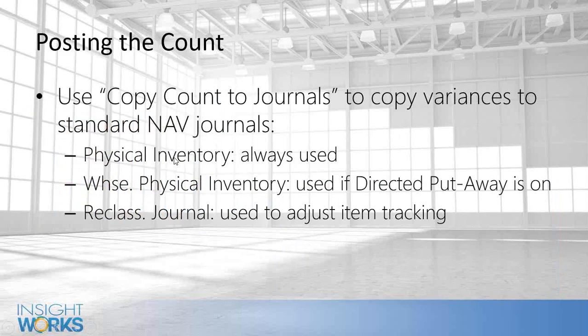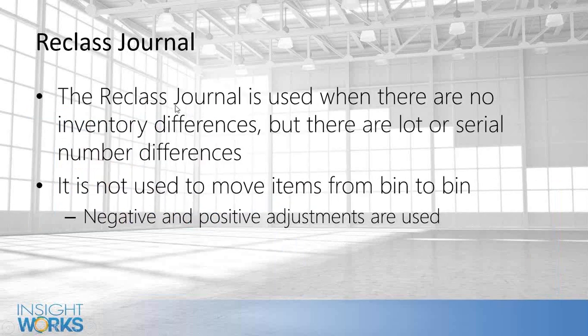So you'd set all those things, and then you have to set some journals on that tab. And the journals that are available are the physical inventory, warehouse physical inventory, and Reclass Journal. The Reclass Journal you set when you're doing that copy item tracking lines or set item tracking lines.